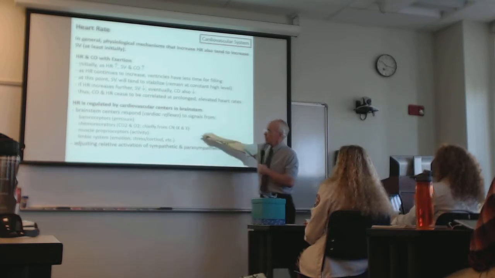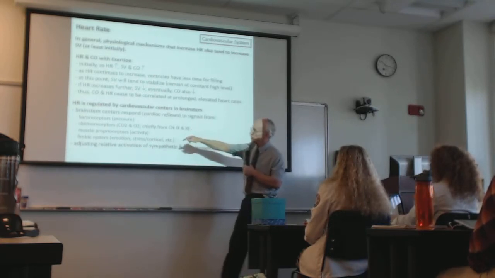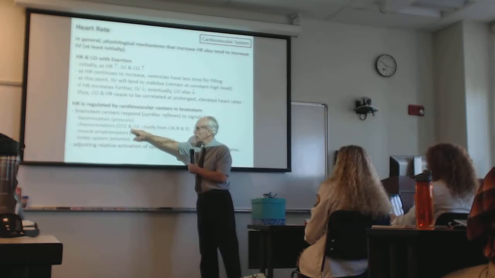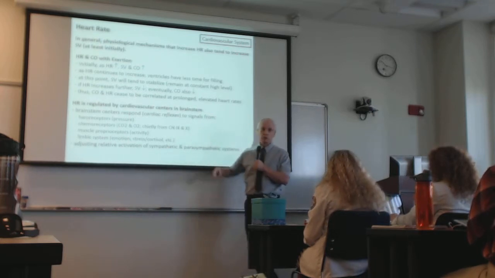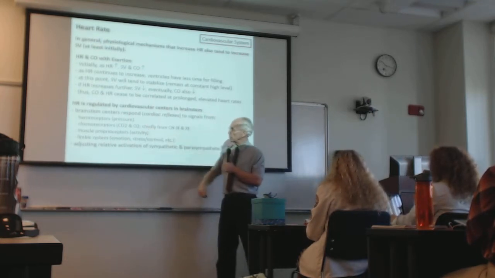Chemoreceptors can also regulate heart rate, chiefly in response to the carbon dioxide oxygen ratio. In general, this is a little bit complicated for our discussion now, but if O2 levels go down, the heart will try to compensate by increasing perfusion. So we'll talk more about this when we talk about the respiratory system.